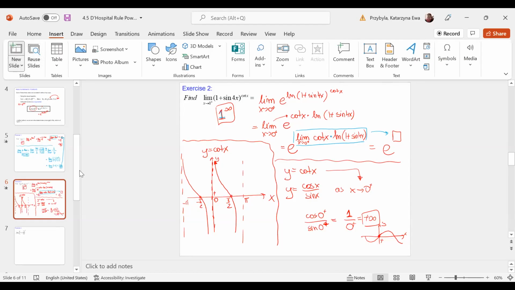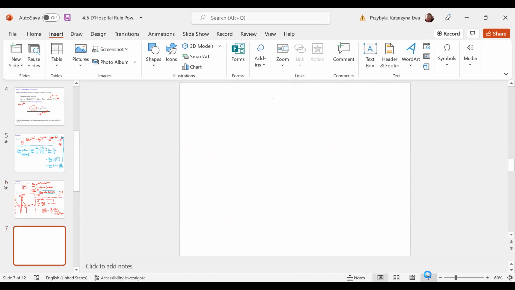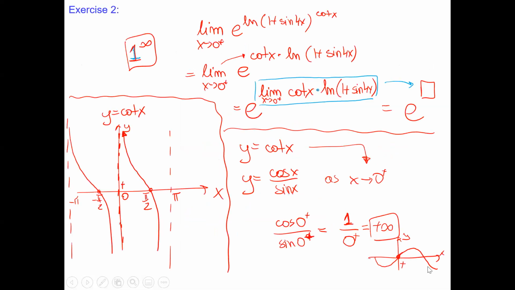Insert a blank slide, because I took so much room for the cotangent. Okay, the blue box, cotangent times ln. Shall I use the blue color? Oh, that's not an eraser. Let's use the blue color. Then we know that we're working on the exponent.